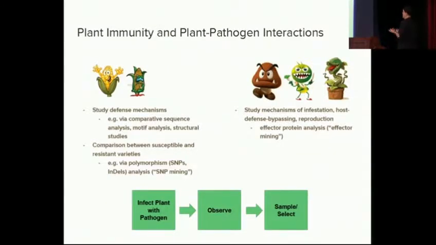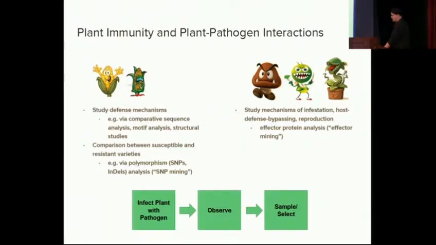In plant immunity and plant pathogen interactions, you can go two ways. Either you look at the plants and study their defense mechanisms. For example, you do comparative sequence analysis, motif analysis, and structural studies to look at how certain immune receptors are structured, how they are built, and where they are located, and then maybe do some crossing experiments to make other strains more resistant. You can do this with SNP analysis, indel analysis, and so-called SNP mining operations.